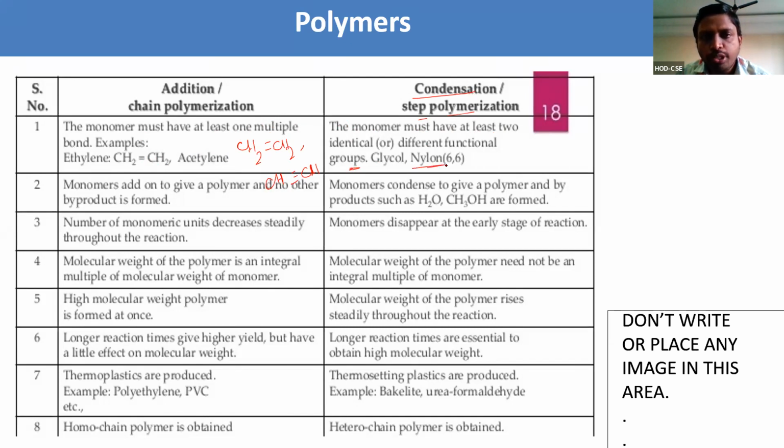In condensation polymerization, the monomers must have at least two identical or different functional groups. For example, in the preparation of nylon 6,6, the monomer adipic acid has C double bond OH, CH2 four times, and COOH. It contains two identical functional groups.